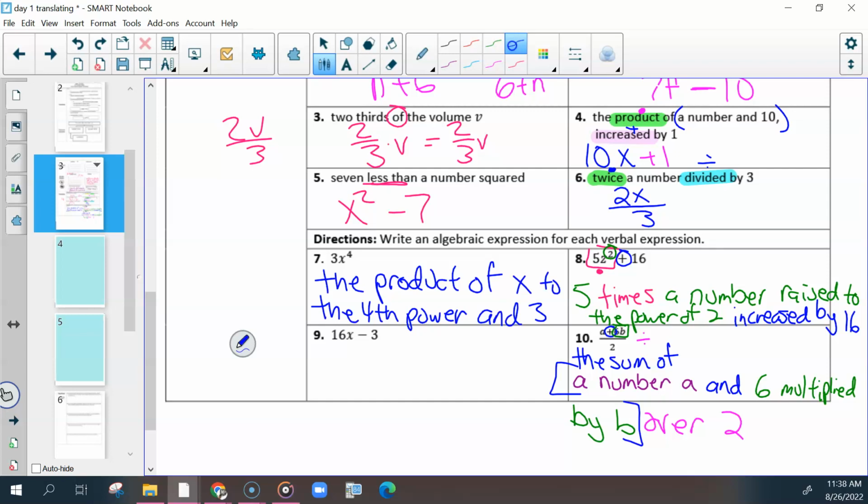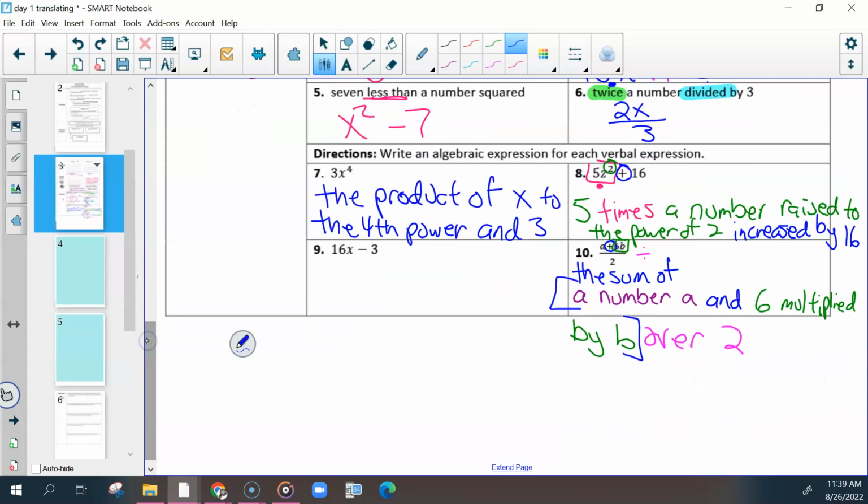Okay. Number 9. Anyone have an answer that they want to share? Christian, go ahead. 3 less than the number times 16. Whoa, slow down. You went so fast. 3 less than a number times 16. That would work.